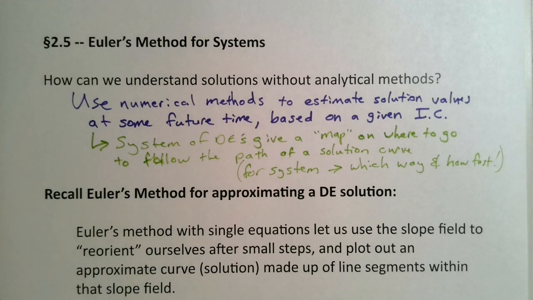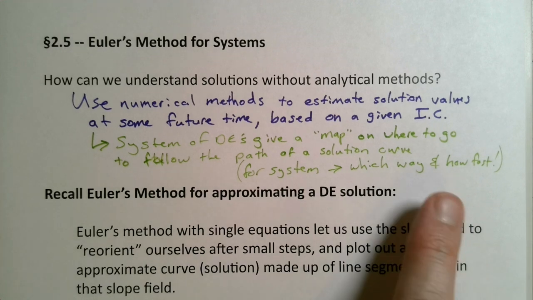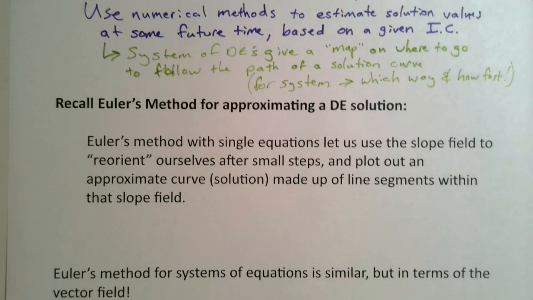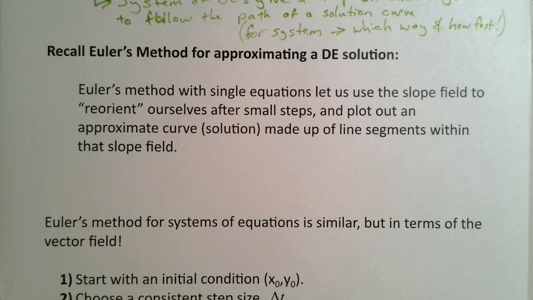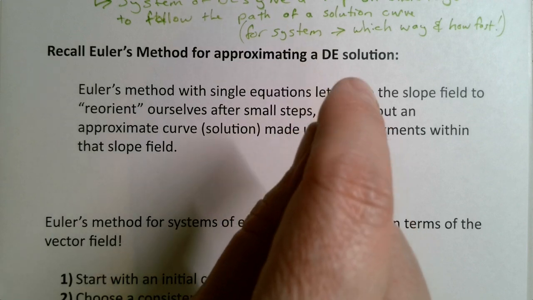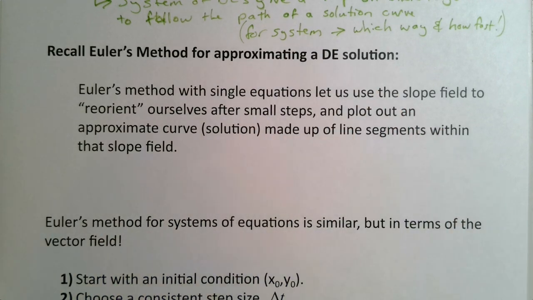So unlike what we've seen in Chapter 1, the numeric method, the Euler's method that we're going to be learning for this section, involves us thinking about which way to go, but also how fast to go. If you recall from our previous experience with Euler's method, Euler's method with a single equation allowed us to use the slope field to reorient ourselves. So we read the map and it said, okay, go this way when you're at that point, and then we went and followed that path, and it said, okay, now go that way, and it made up a series of small little segments that sort of formed the curve.